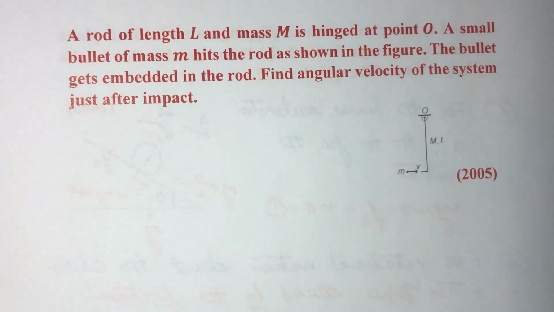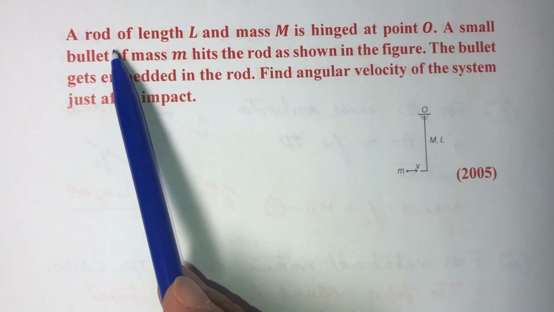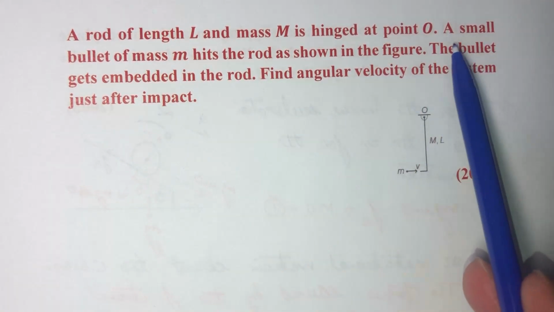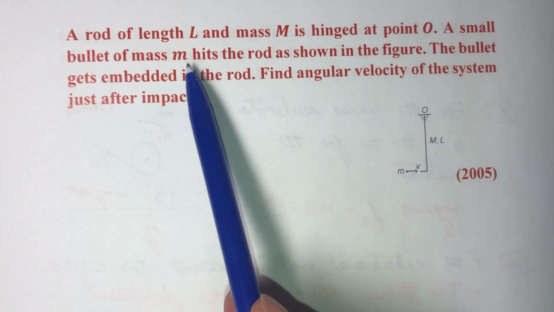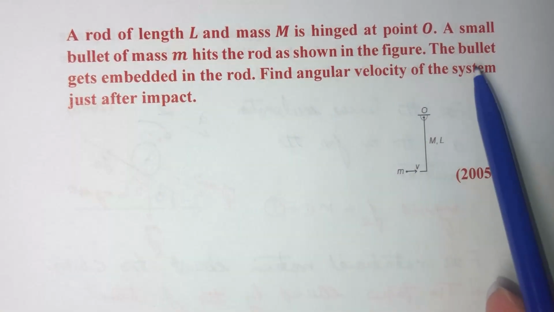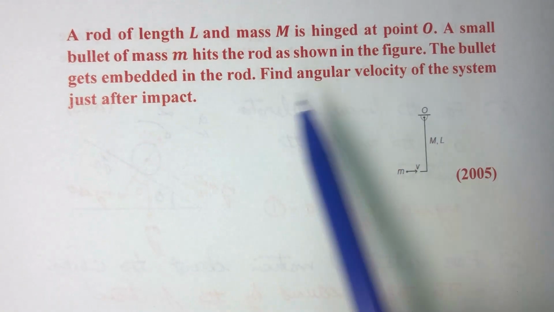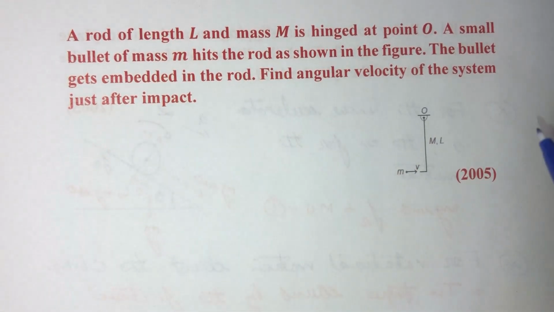Hello friends, today's question. A rod of length L and mass m is hinged at point O. A small bullet of mass m hits the rod as shown in the figure. The bullet gets embedded in the rod. Find the angular velocity of the system just after the impact.